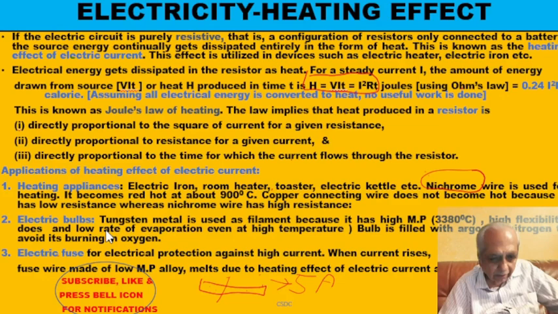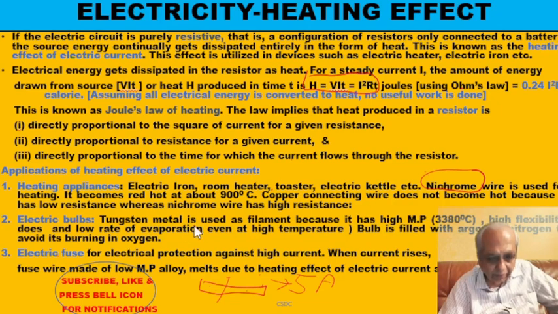Now in an electric bulb, we are using tungsten metal. Why are we using tungsten metal? Because we are interested in light from this bulb. So that it will give light, we have to heat tungsten to a temperature of more than 2500 degrees Celsius. Tungsten has a melting point of 3380 degrees Celsius, and it has high flexibility. There is no evaporation of it even at high temperature.